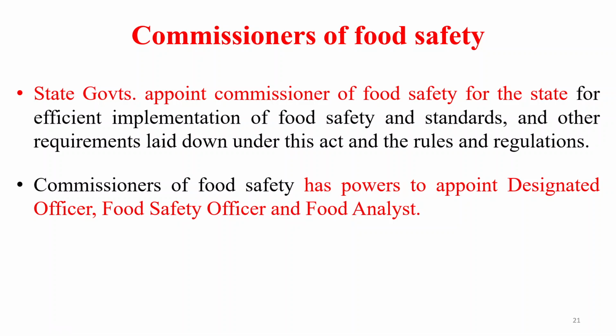Commissioners of Food Safety. The state government appoints a Commissioner of Food Safety for the state for efficient implementation of food safety and standards and other requirements laid down under this Act and the rules and regulations. Commissioners of Food Safety have powers to appoint the DO, designated officer, food safety officer, and food analyst. So the state government appoints the commissioner of food safety for the state, who in turn appoints the DO, food safety officer and the food analyst.